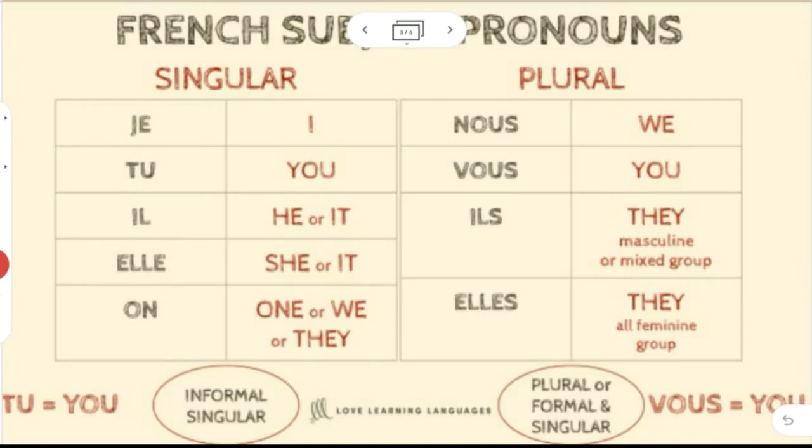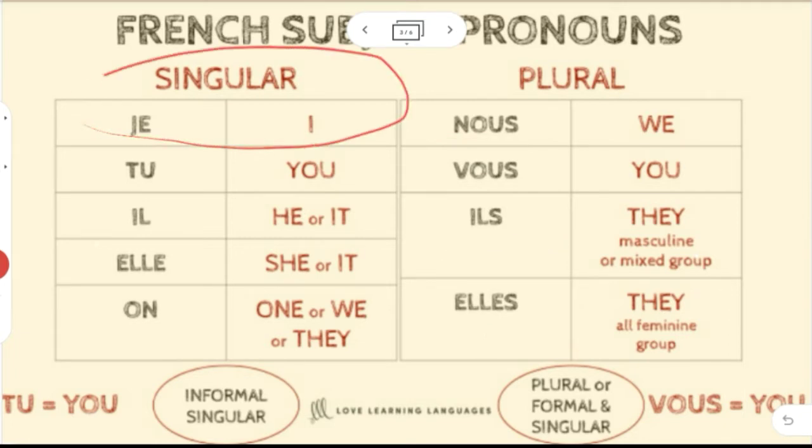So, let us see. Je, tu, il, elle, on, nous, vous, ils, elles. These are the French subject pronouns. And I, you, he, it, she, it, one, we, they, we, you. These are the English subject pronouns which we use. So basically, we don't have to do anything but just understand and learn by heart these subject pronouns, because it will be very helpful for solving the other examples. So I want you all to learn by heart je, tu, il, elle, on, nous, vous, ils, elles.